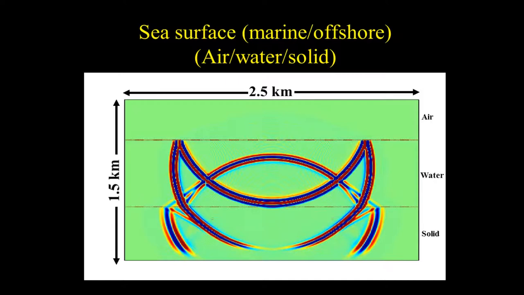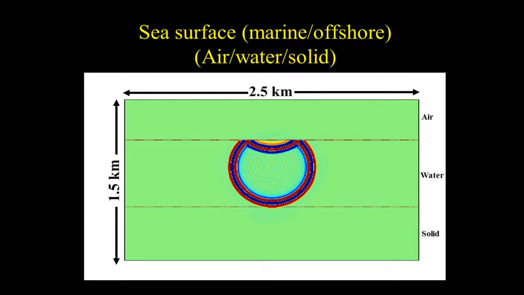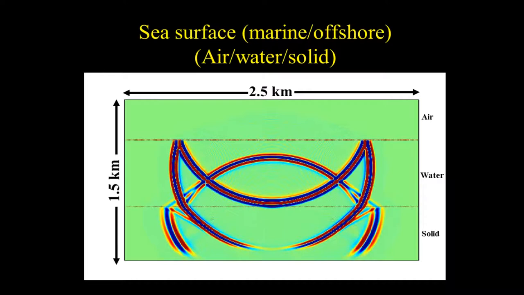P waves travel through solids, liquids, and gases, while S waves travel only through solids. Let's repeat this, as this is a very important result. P waves travel through solids, liquids, and gases, while S waves travel only through solids.